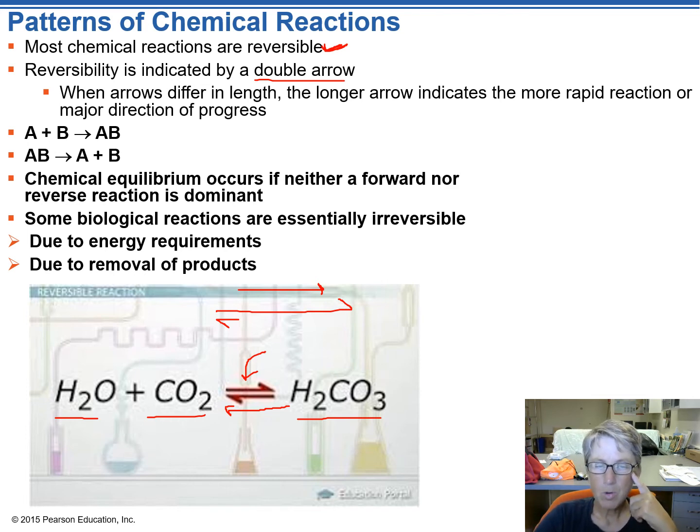Some biological reactions are essentially irreversible. Most chemical reactions are reversible, but some are irreversible. It depends on the energy requirements of the system and then how fast the products are being removed.